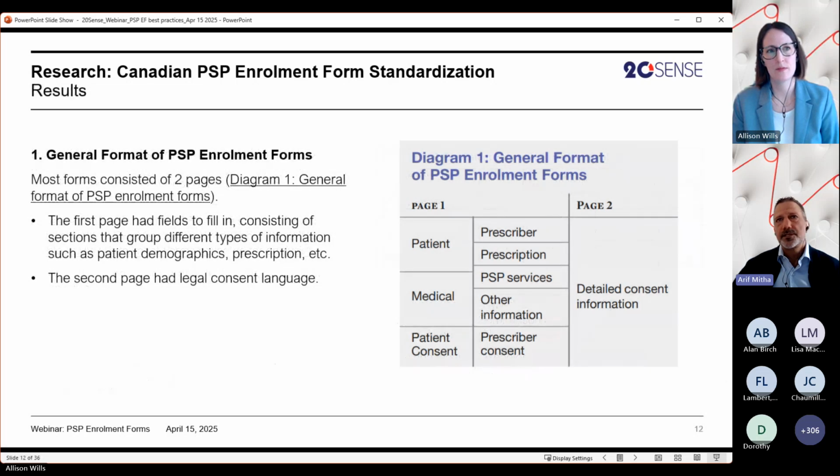Okay, number 1, just to give everyone the same picture, what do these forms look like? So in general, almost 100%, but not 100%, page 1 of the enrollment form was broken down into sections, as you can see in the diagram on the right. So patient information, medical information, consent, and so on. And then page 2 had the detailed consent information. It wasn't 100%, but in some cases there were 3-page enrollment forms. Sometimes the consent was page 1. And there were some variations, but in almost all cases it was this format.